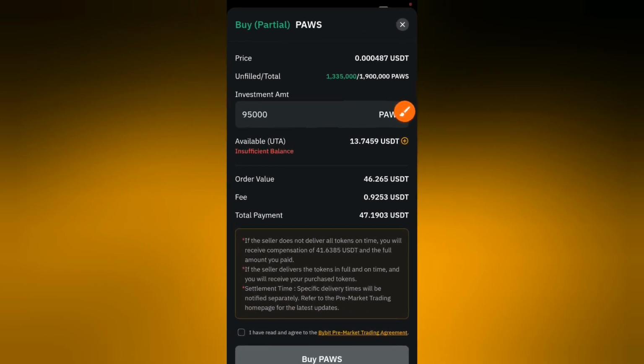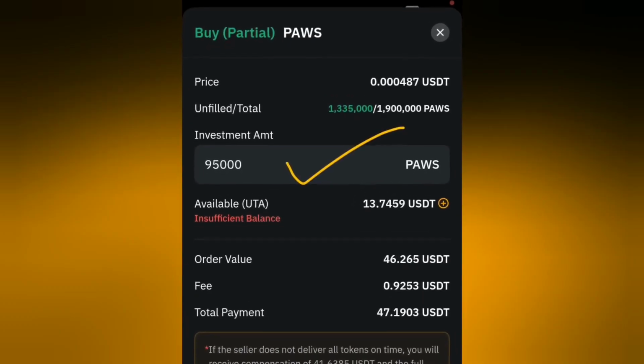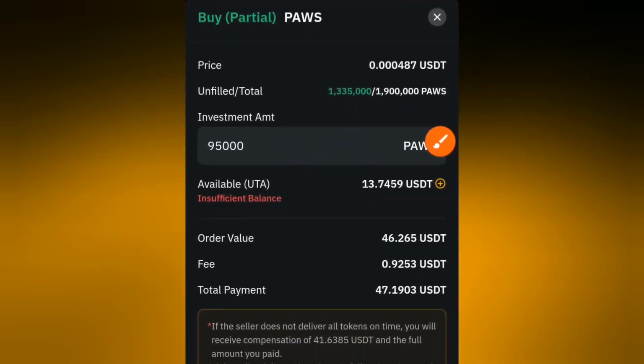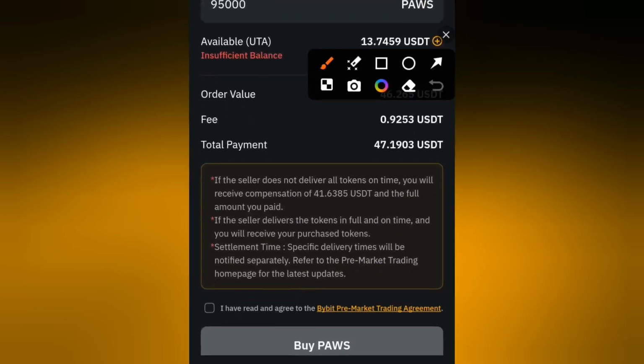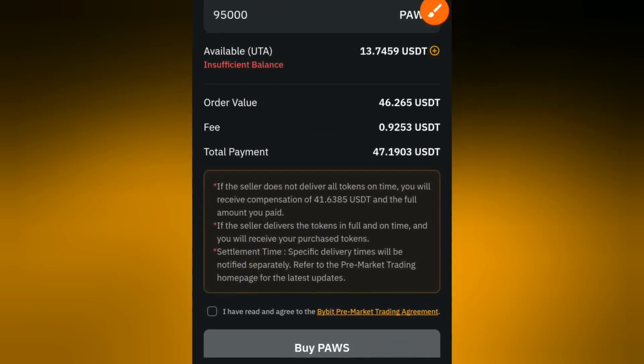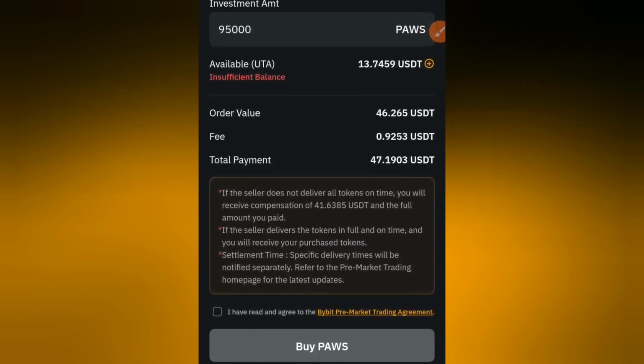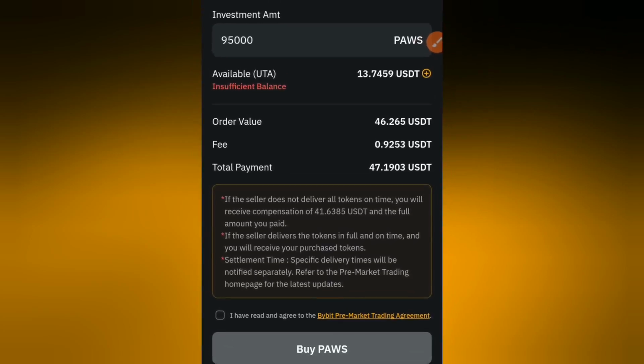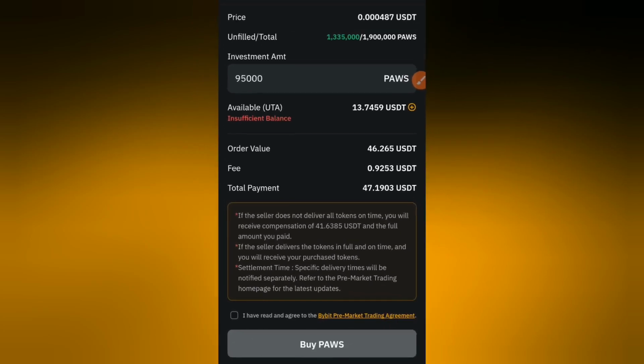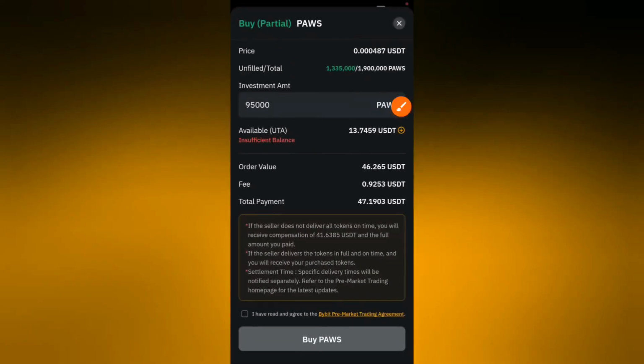Assuming I want to buy this right now, I need about 46 USDT, which I don't have. Then I'll come over here, check this, and buy the Pause. I'm not going to be doing that right now, although I'm going to show you how to buy this after the explanation is done. So let's head back right now.